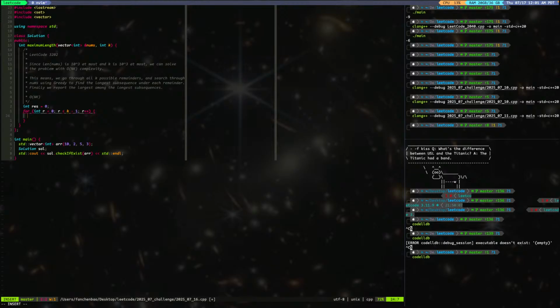Actually, hold on. Let me think about this one more time. Is the first one always included? We can say if the first one is not included, and then we find the largest subsequence. And yeah, why is the first one included? I don't think the first one needs to be included. There's no rule that says the first one needs to be included.